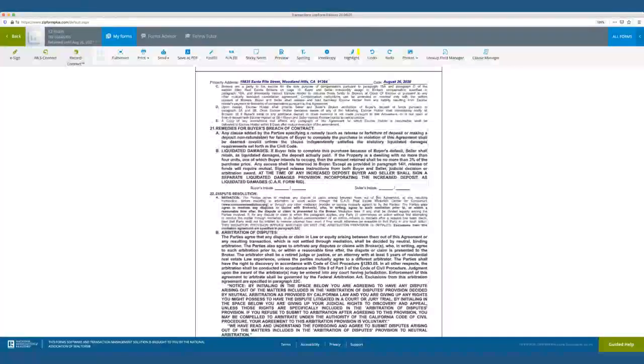So now we can't counsel our clients as to whether they should initial liquidated damages. They need to seek the advice of their own qualified California real estate attorney.